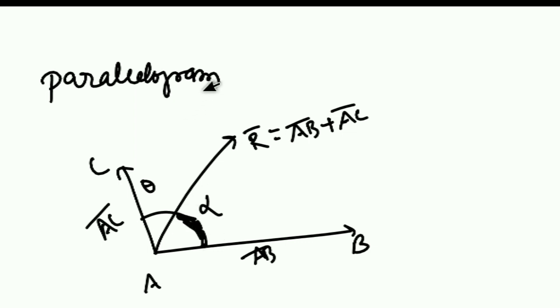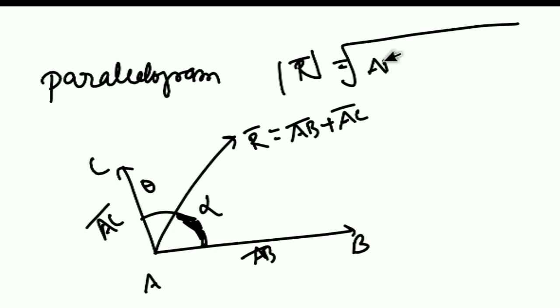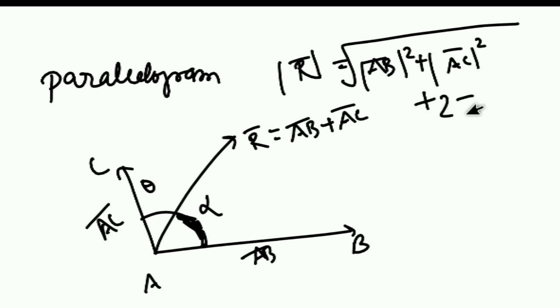Now if we want to find the magnitude of the resultant vector, it comes out like this: the magnitude of the resultant vector is equal to the square root of the magnitude of AB vector squared plus the magnitude of AC vector squared plus 2 times the magnitude of AB times the magnitude of AC vector times cos theta. So this is the magnitude of the resultant vector.